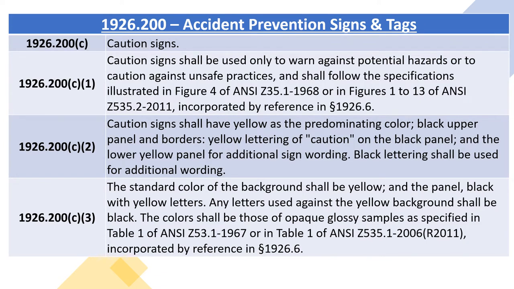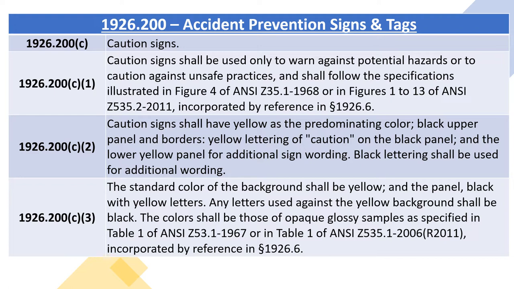1926.200(c), Caution Signs. 1926.200(c)(1), Caution Signs shall be used only to warn against potential hazards or to caution against unsafe practices, and shall follow the specifications illustrated in Figure 4 of ANSI Z35.1-1968 or in Figures 1-13 of ANSI Z535.2-2011, incorporated by reference in Section 1926.6.